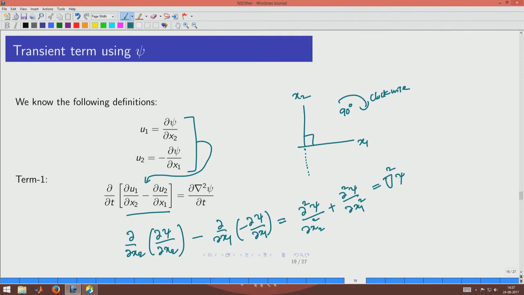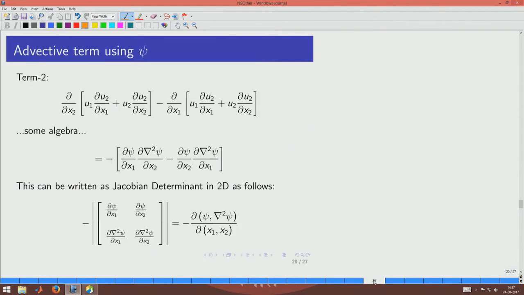Okay. So, which is what we have then plugged in. We have plugged in here, which means that the initial term, the transient term, is nothing but ∂/∂t of the Laplacian of the stream function. Similarly, we do the manipulation for the advective term also.